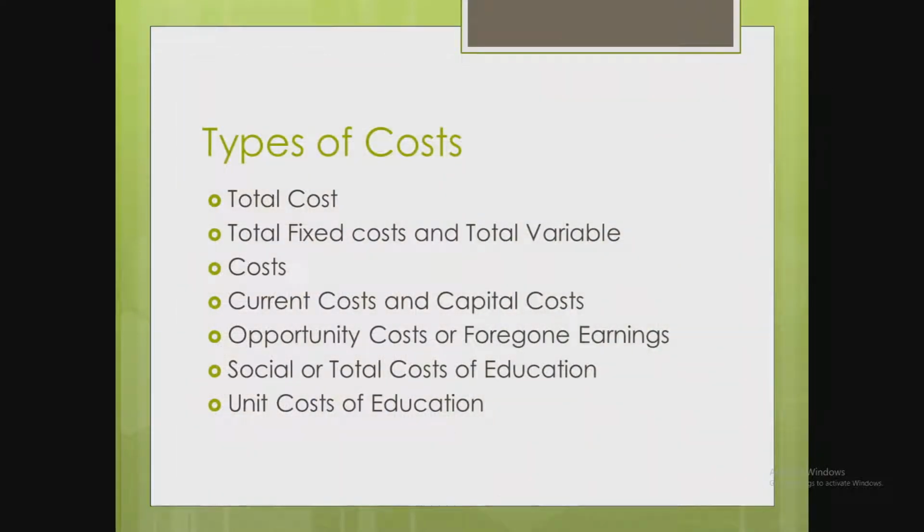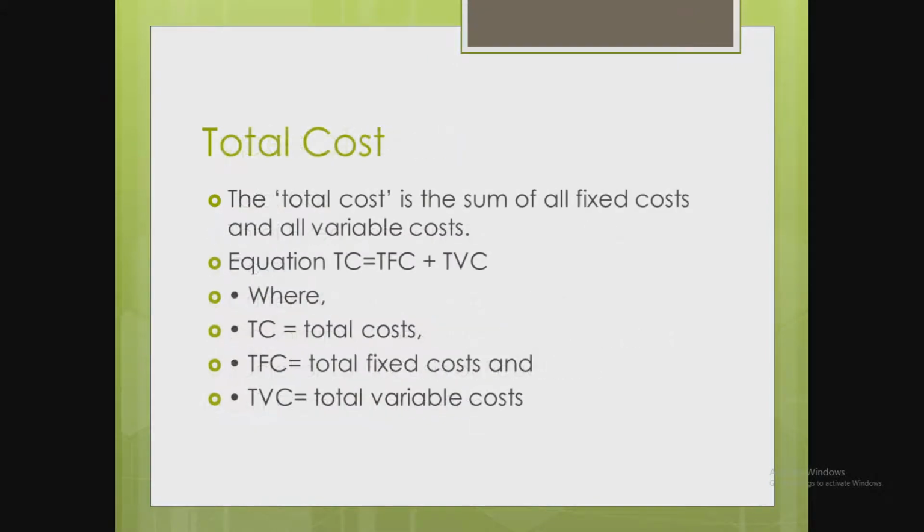Types of costs: total costs, total fixed costs, and total variable costs. Current costs and capital costs. Opportunity costs and foregone earnings, social or total cost of education, unit costs of education. These are all the types of costs there are in education. So how do you get the total value of costs for all the variables? This is the equation: TC equals TFC plus TVC.